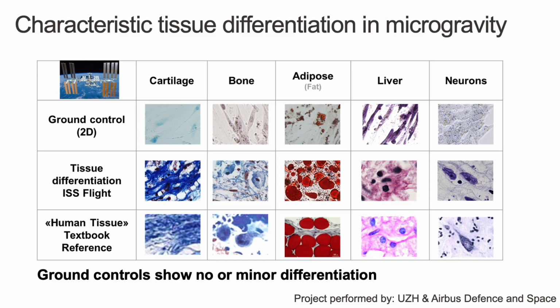This slide gives an overview of our results. For all tissues, you see a clear difference between the 2D ground control with no or only minor differentiation and the ISS samples that show exactly the features of the textbook references which are displayed in the last row.